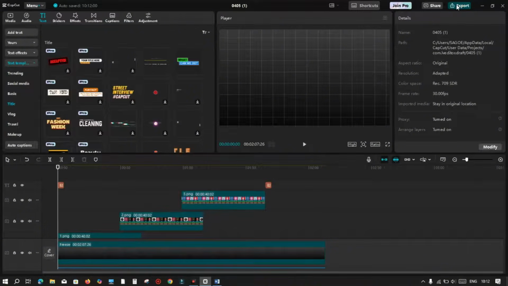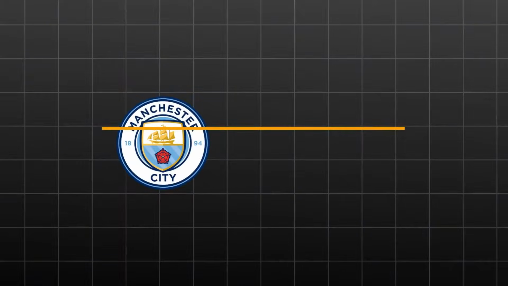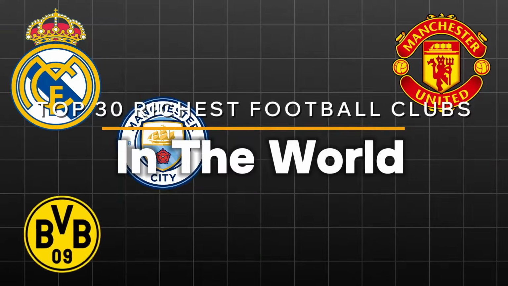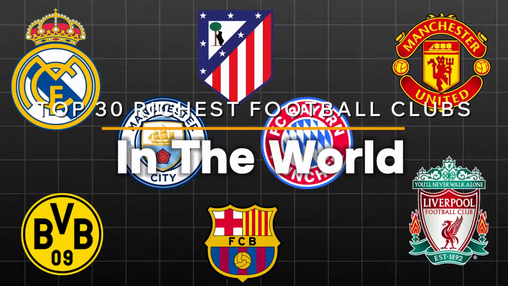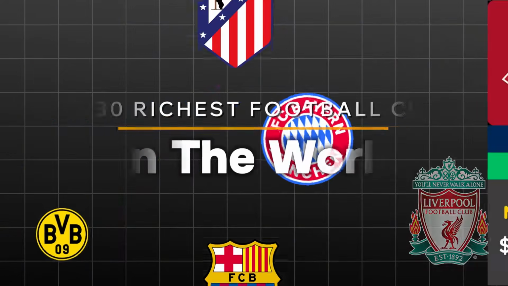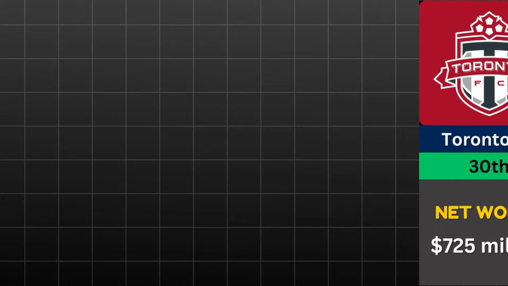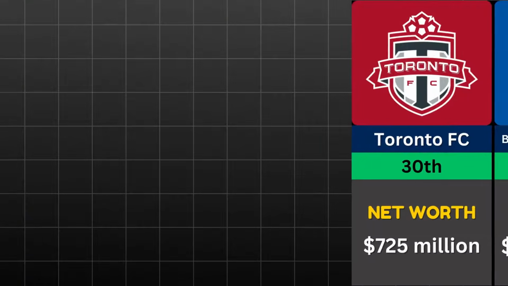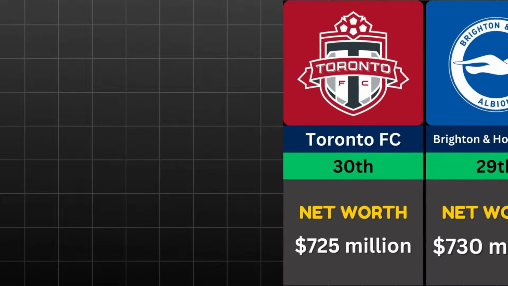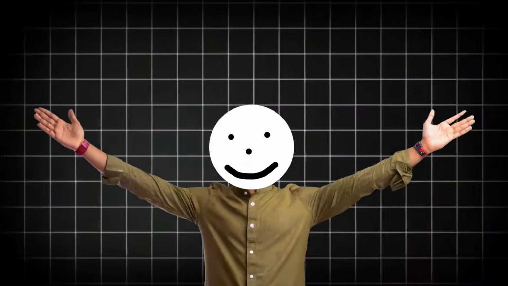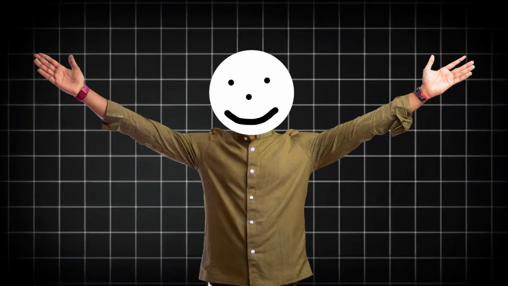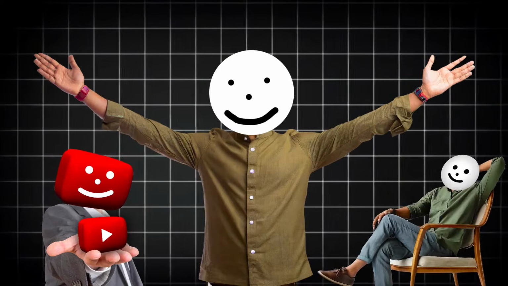Let's take a look at what we did. Here are the top 30 richest football clubs in the world, ranked from 30th to 1st based on their estimated net worth or club value for 2024 to 2025. 30th Toronto FC, $725 million. 29th Brighton and Hove Albion, $730 million. Everything looks great, so all you need to do now is post the video and wait for the results.